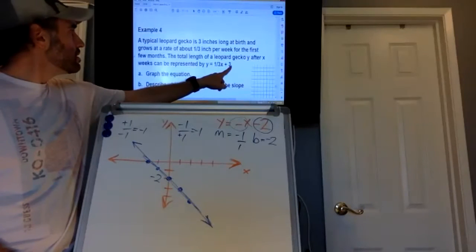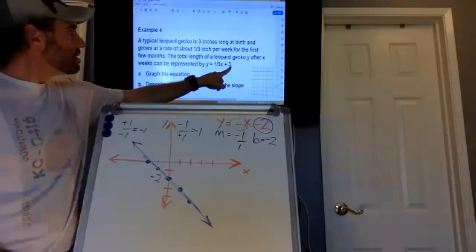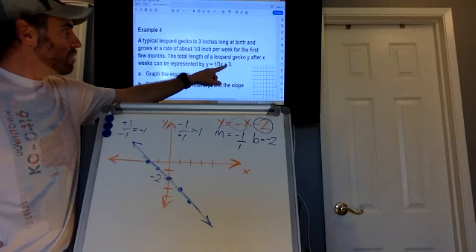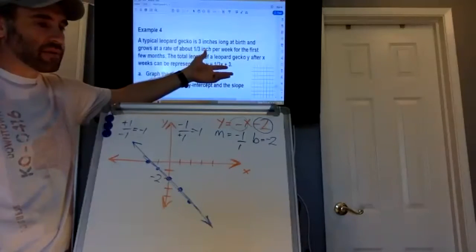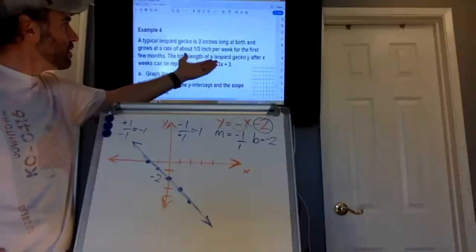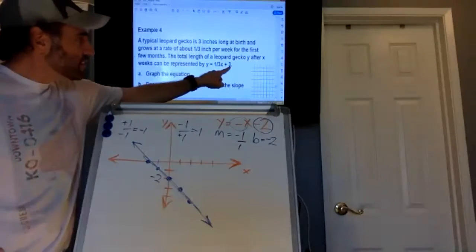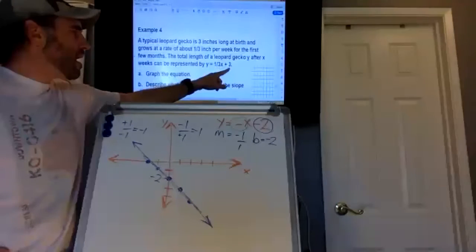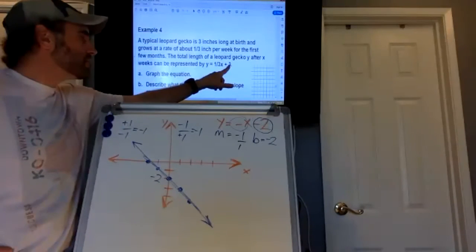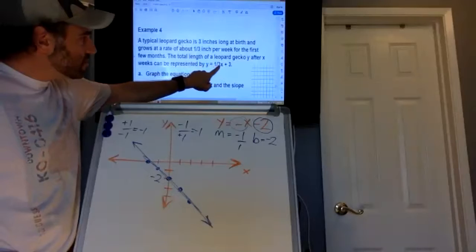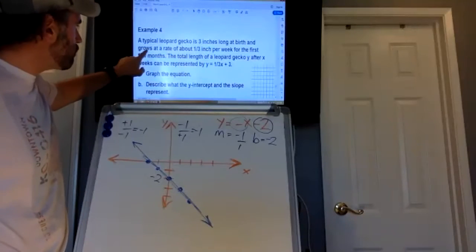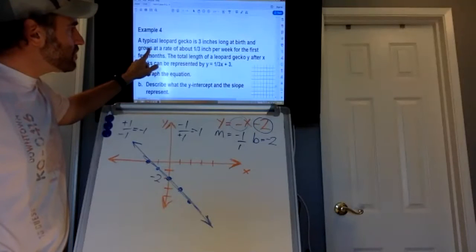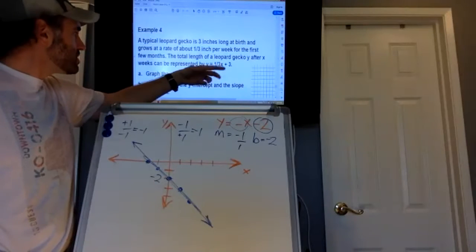What's the 3? Why is that? The starting length. Why did it start at 3? Because it was born at that length. Yeah, it wasn't born at 0. There would be nothing to be born. So it already had some length at birth. So this is not direct variation because it's born and we're starting the clock after it already has some length to it. Okay, then the 1/3 represents growth, changing, right? And it's changing 1/3 of an inch per week. All right, so you have this equation.